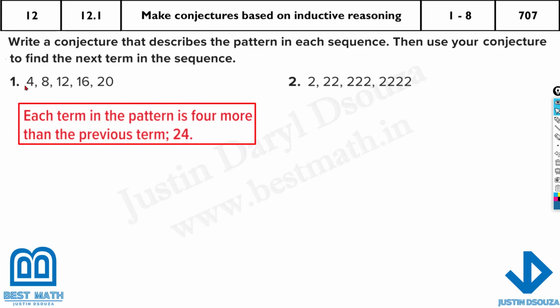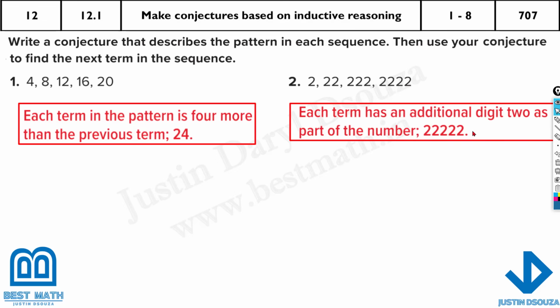What is the pattern? You're adding 4 to the previous terms. Now, what about this? 2, double 2, triple 2. Now it's 4 2s. That's next going to be 5 2s. 1, 2, 3, 4, 5. Keep on adding a digit 2, that is additional digits as 2.